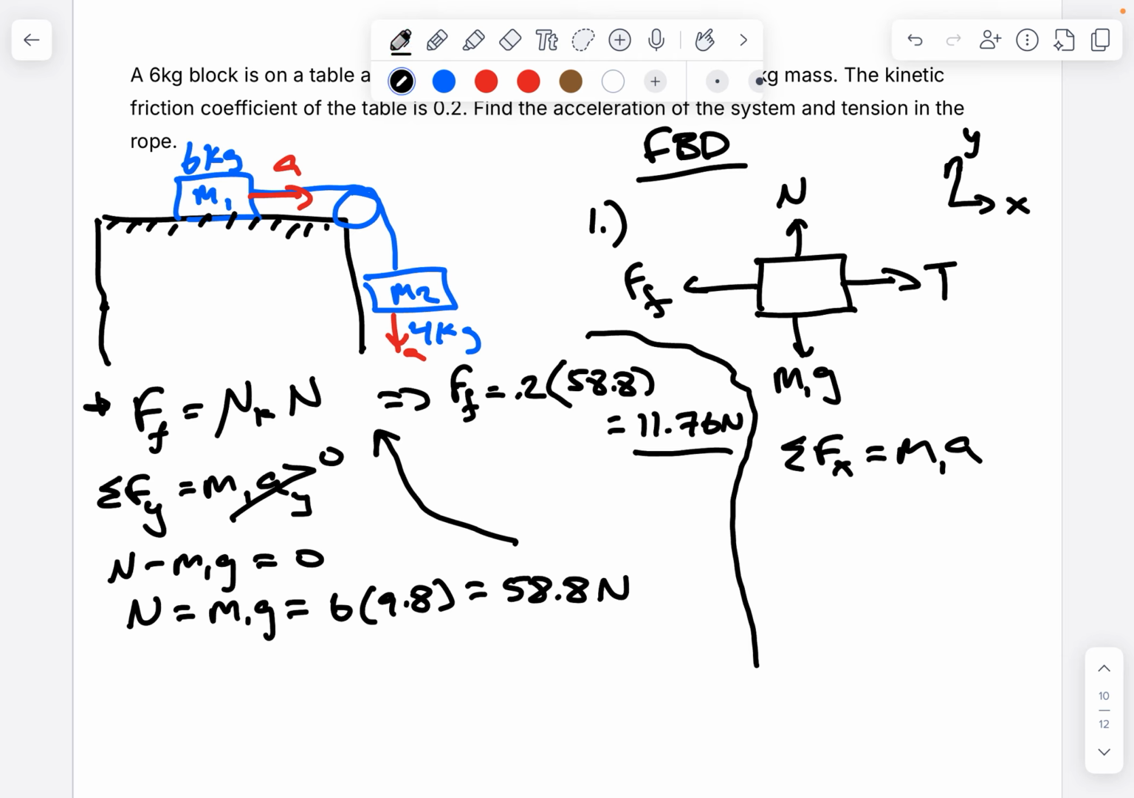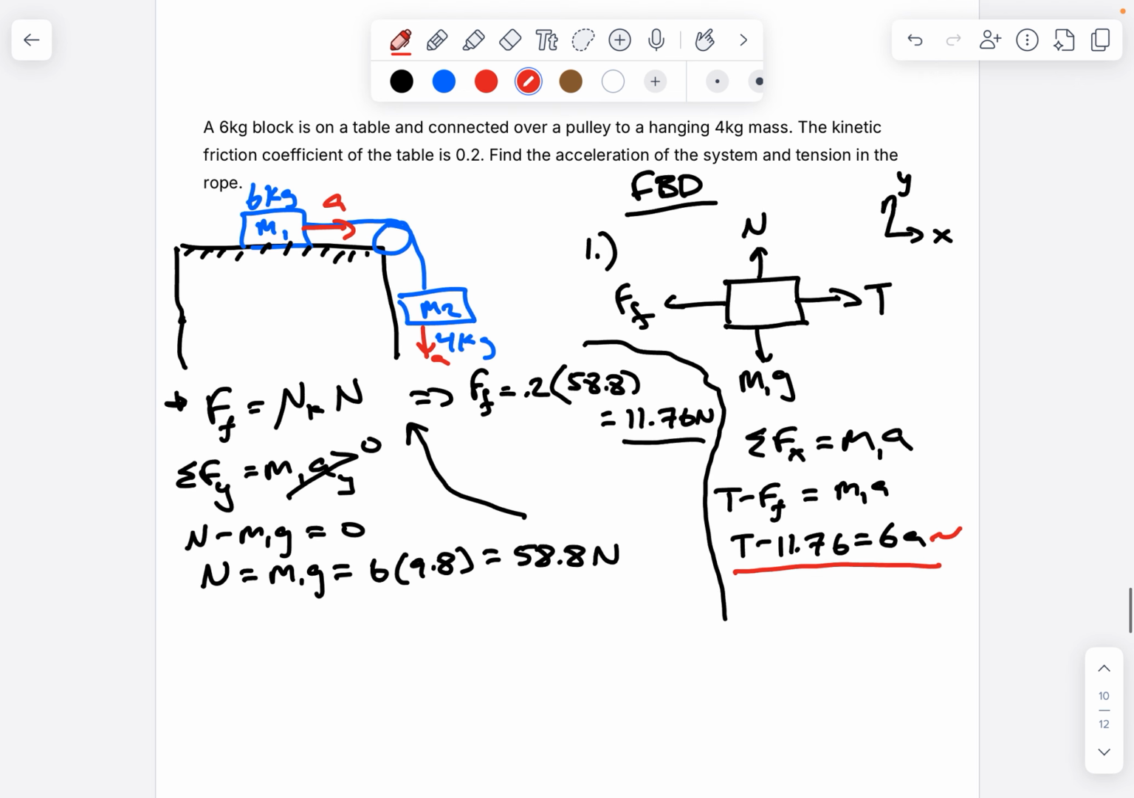All right, so for the x direction, I said right is positive. So we have T minus friction is equal to M1A, and this is just T minus 11.76 is equal to 6A. I'm going to underline this because this is going to be our first equation, since we have tension and acceleration, both things we are trying to solve for. So we got all of that just from one free body diagram.